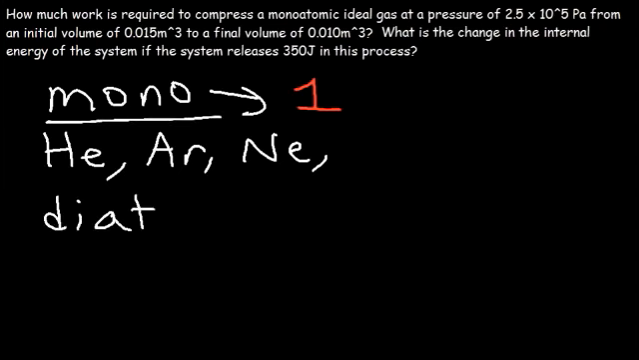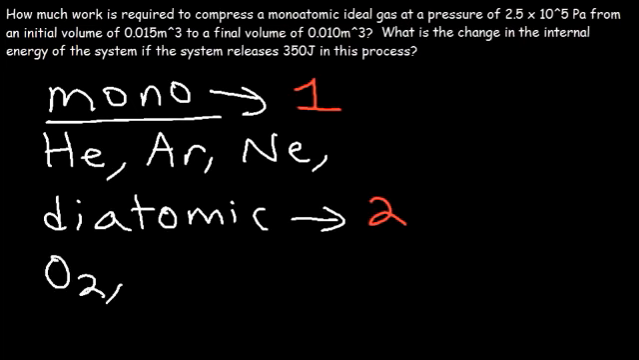Diatomic gases contain molecules with two atoms. The word di is associated with two. So oxygen gas, nitrogen gas, and hydrogen gas are diatomic.